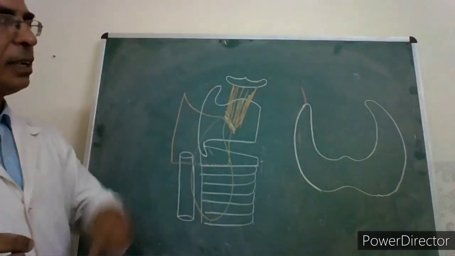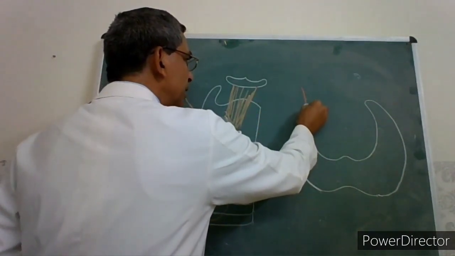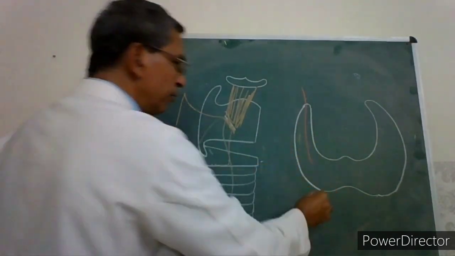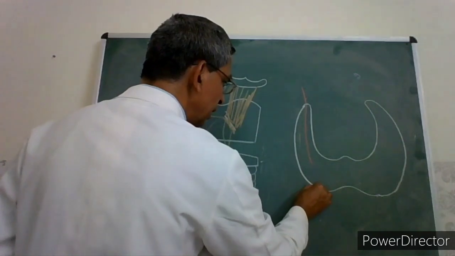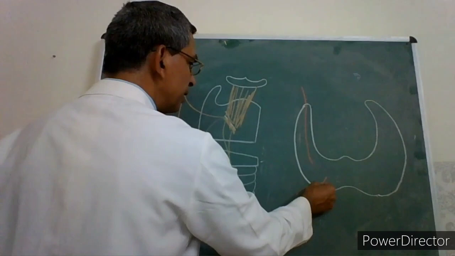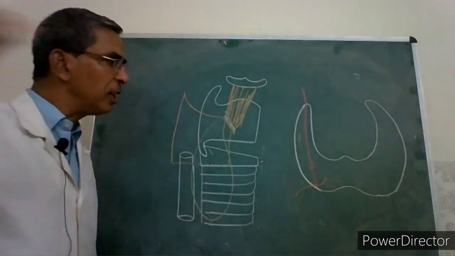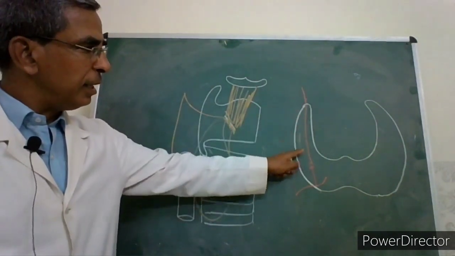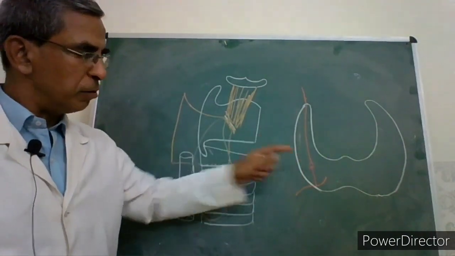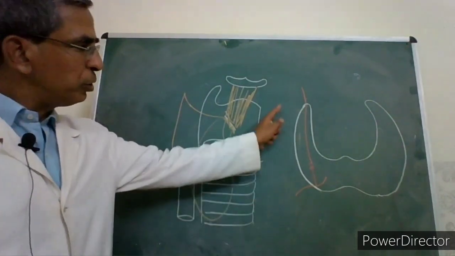Suppose this is the superior thyroid artery. The superior thyroid artery gives rise to an anterior descending branch. It descends along the anterior border and anastomoses with the inferior thyroid artery. This inferior thyroid artery gives the ascending branch towards the anterior border and anastomoses with the descending branch of the superior thyroid artery. So this is one important relation with the anterior border. Clear?